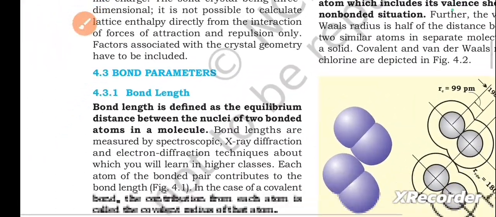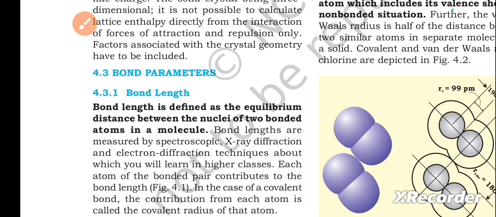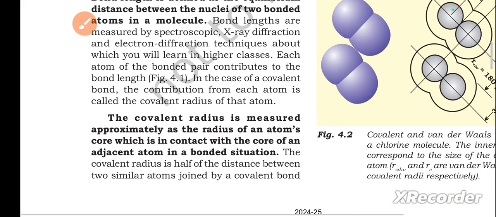Next, bond parameters. In that, first one, bond length. Bond length is defined as the equilibrium distance between the nuclei of two bonded atoms in a molecule. Bond lengths are measured by spectroscopic, X-ray diffraction and electron diffraction techniques, about which you will learn in higher classes. Each atom of the bonded pair contributes to the bond length.